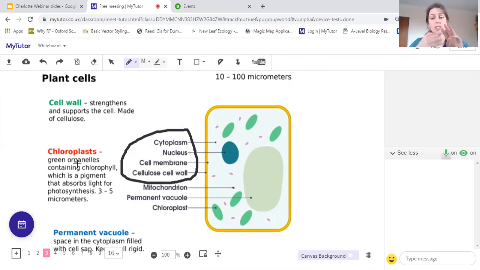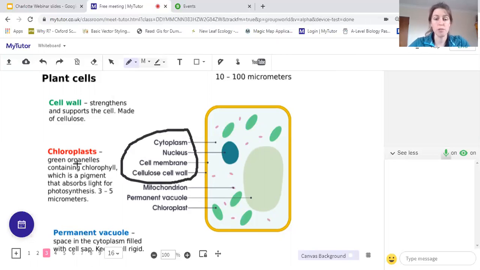In addition, it has 3 extra things that you need to remember when you're talking about plant cells. So plant cells have a cell wall. The function of the cell wall is to strengthen and support the cell. And it's made of a molecule called cellulose, which is very strong.